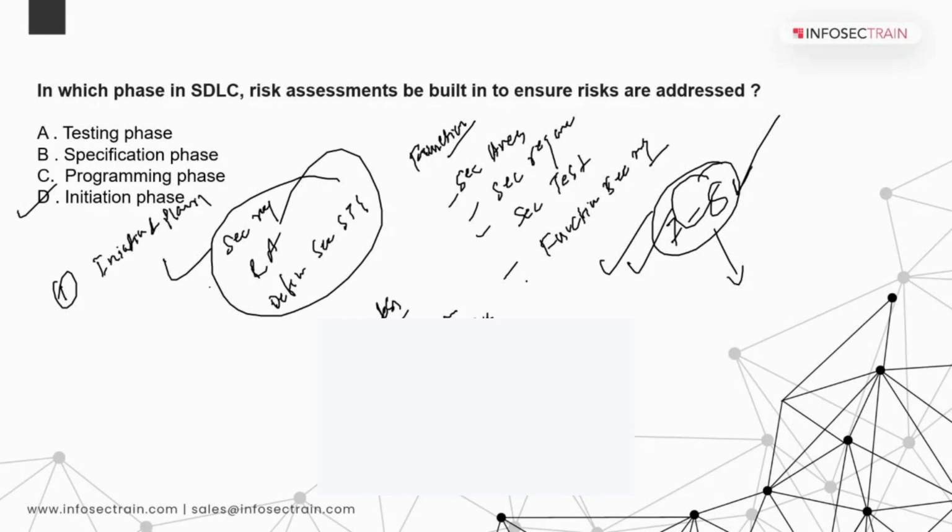Okay, so the answer is D, because initiation phase you can say your initiation and planning, and specification is your design phase, testing is your testing and evaluation phase. So they will play with words as well. Okay, so always remember this question.